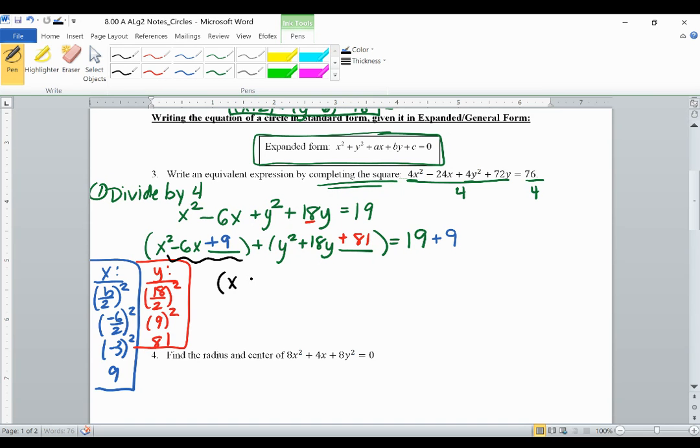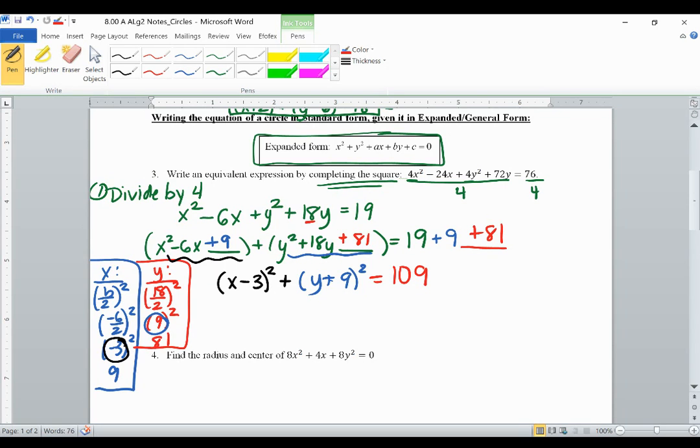So to do that, you're really just doing x plus b over 2, or x plus whatever it was before you squared it, so minus 3 squared. Here we're going to do y plus whatever it was before you squared it, so plus 9 quantity squared. Oh, and I never wrote in my plus 81 over here. So then I want to add up all these numbers together, and I get 109. And that would be an equivalent expression.